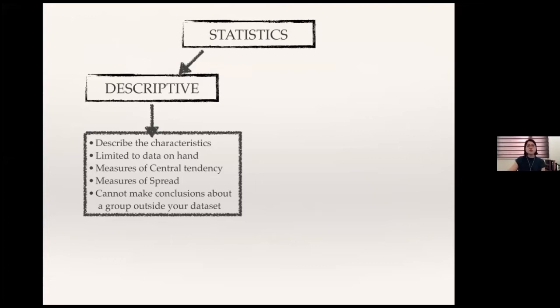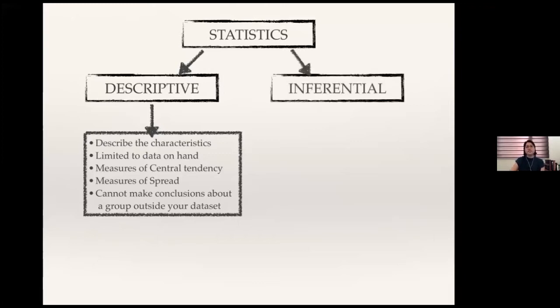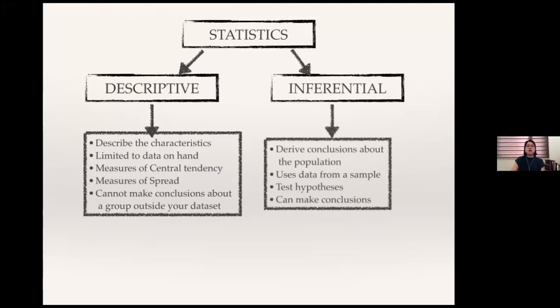And you use measures of central tendency. These are the mean, the median, and the mode. And the measures of spread, which are confidence intervals as well as standard deviations. The problem with descriptive statistics is you cannot make conclusions about a group outside your data set. So it's only limited. It just paints a picture of what you have. That's it. Whereas inferential statistics would be able to derive conclusions about the population.